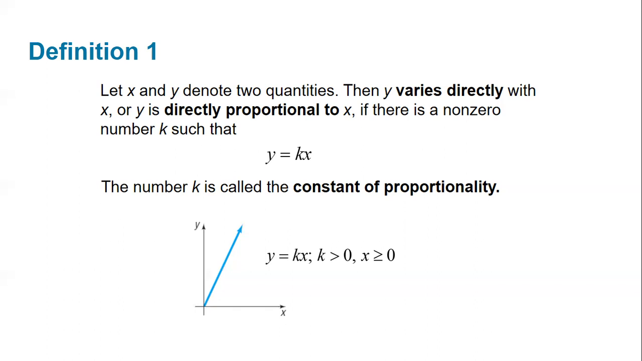In this situation, the number k is called the constant of proportionality. As you can look right here, our function is y equals k times x, and we're only focused in quadrant 1. Because we're only focused in quadrant 1, our x's are only going to be greater than or equal to 0. And for the constant variation, your k is going to be greater than 0, so your k is going to be something positive.